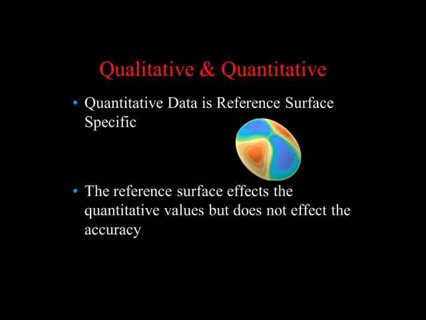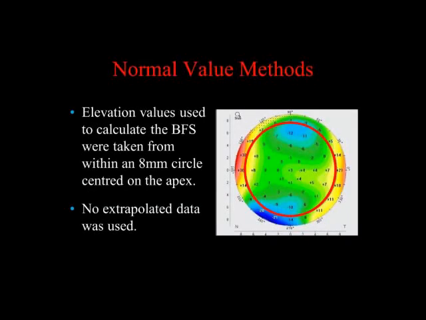Now, the reference surface doesn't change accuracy, but quantitative data, in other words, normal values, are reference surface specific. The reference surface affects the quantitative values, but not the accuracy. If you use a different reference surface, you have to generate all different values, but those values, if used appropriately in appropriate software, should give you identical results.